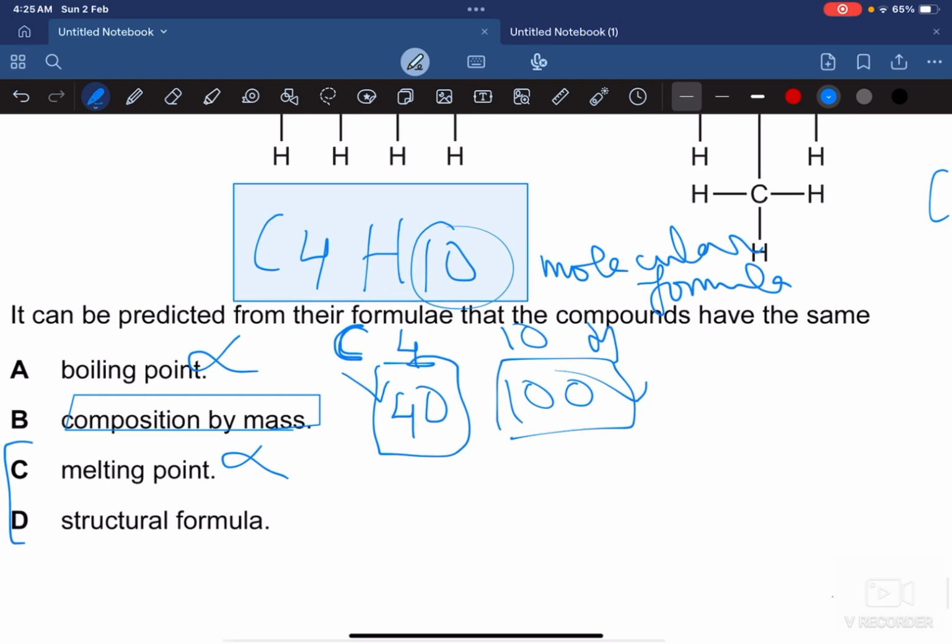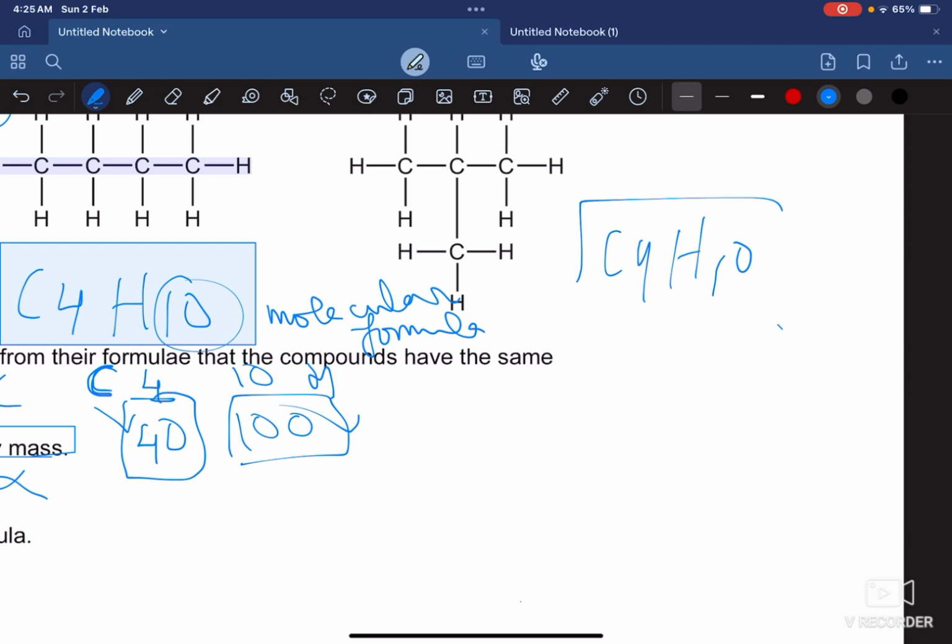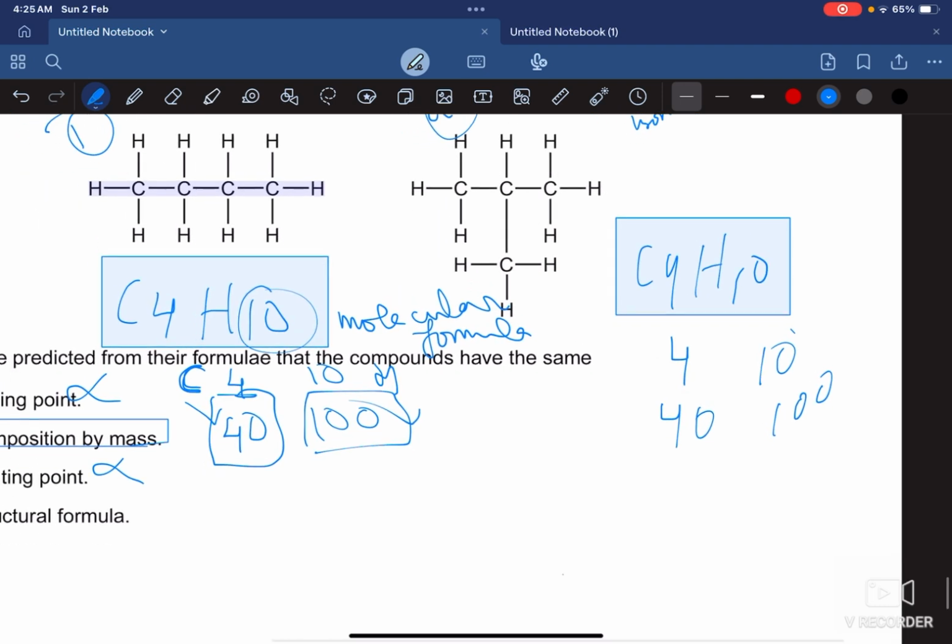Okay. Now we come to this one. The good thing over here is it also has 4 carbons and 10 hydrogens, which means the 4 I said, mine is 40 and 100. Here also I get the same answer. See, this means that these both have the same composition by mass. The composition of carbon is the same in both. Both have 4 carbon atoms and both have 10 hydrogens. So the composition by mass of these both isomers is exactly the same.